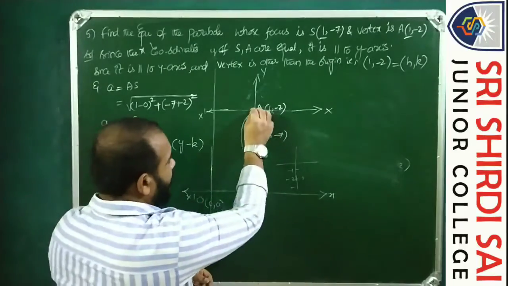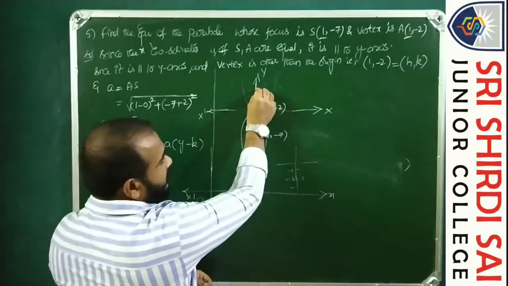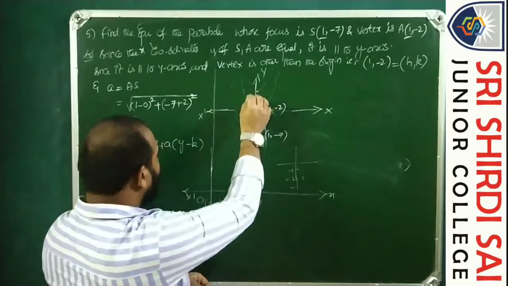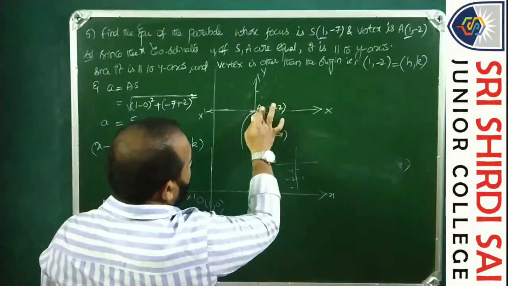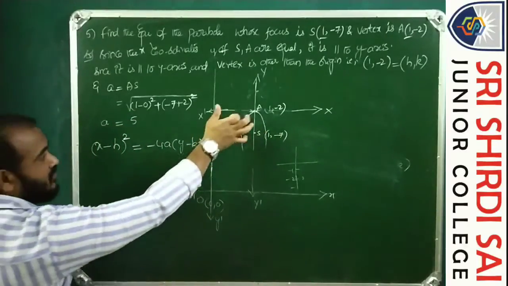It's not like here, like this. The vertex is not here. Had it been here, then it would have been plus 4a into (y minus k). Therefore this is clear.